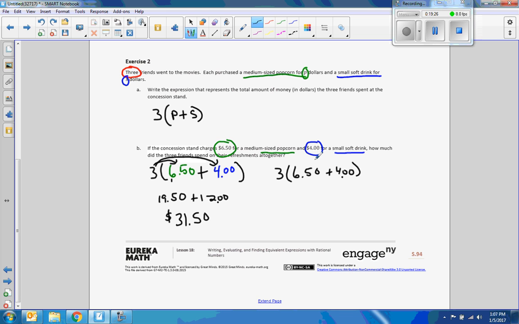PEMDAS says to do operations inside parentheses first. That's what the P in PEMDAS stands for. So that's what we will do. $6.50 plus 4 is $10.50. And then multiply 3 times $10.50.